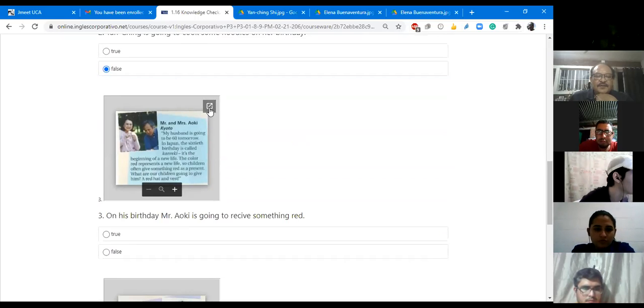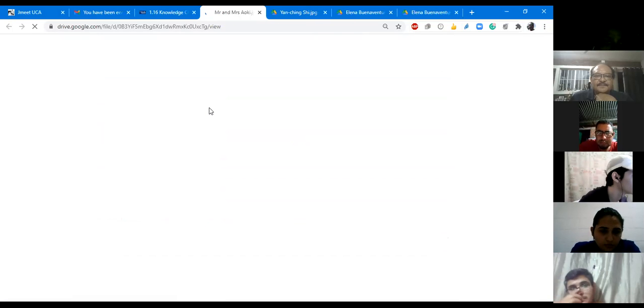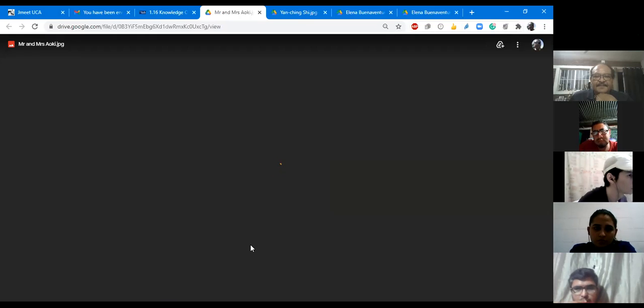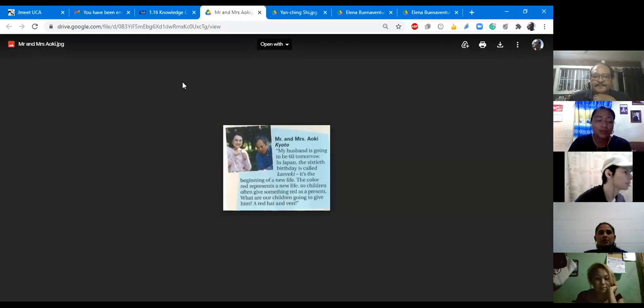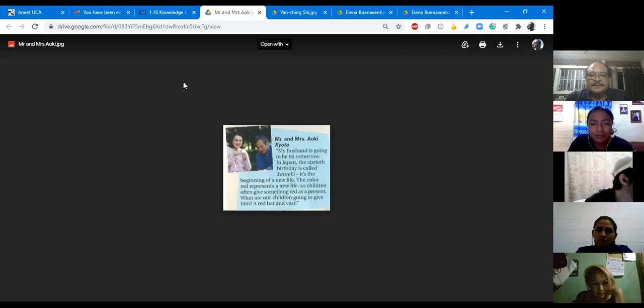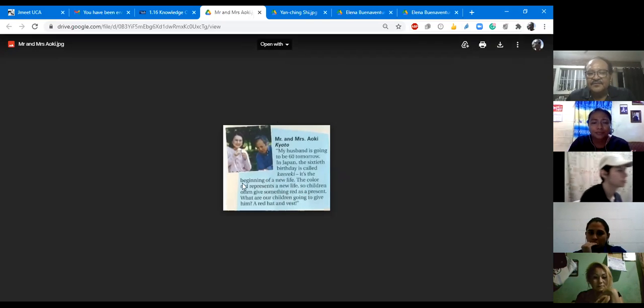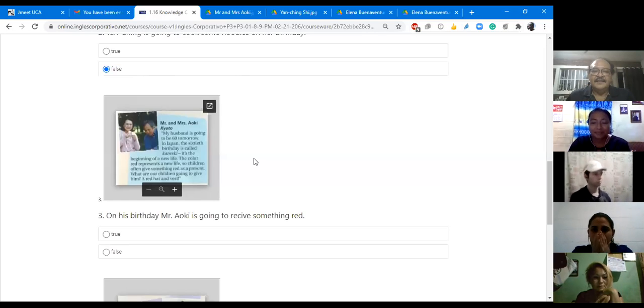On his birthday, Mr. Aoki is going to receive something red. Is he going to receive something red? Yes or no? Yes, it's true. Where does it say that? So children often give something red. Okay, children often give something red as a present. Yes, that's correct. Then you scan, you don't read all this. Then the answer is?